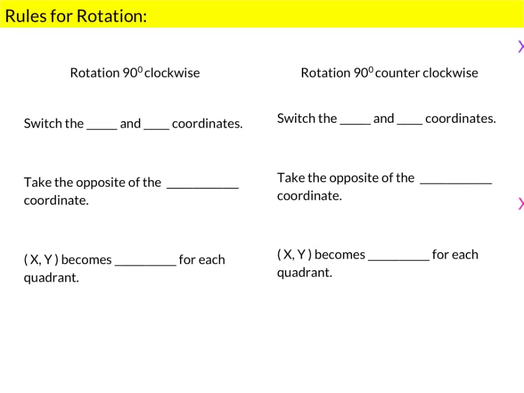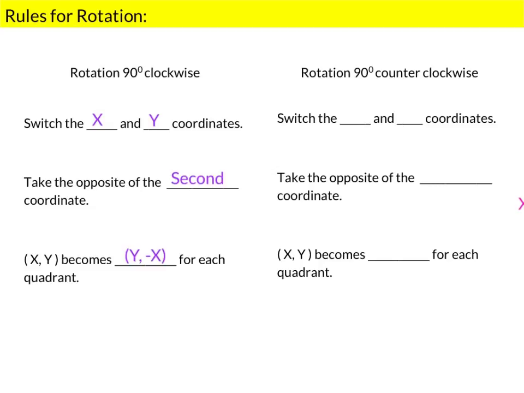Here we are at rotation, and we have a couple rules for rotations because we can either go 90 degrees clockwise, the direction a clock moves, or 90 degrees counterclockwise, the opposite direction of clock moving. When we're rotating 90 degrees clockwise, the first thing we do is switch those X and Y coordinates, and we take the opposite of the second coordinate. So our positive X and Y become Y, negative X, because we took the opposite of the X, which is positive, the opposite is negative, and we flip them, so the Y is now in front.